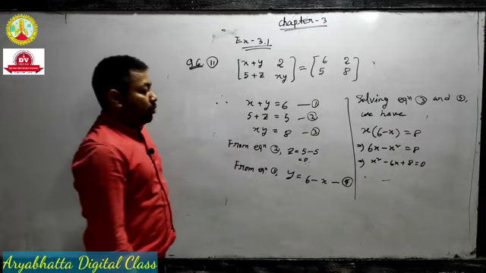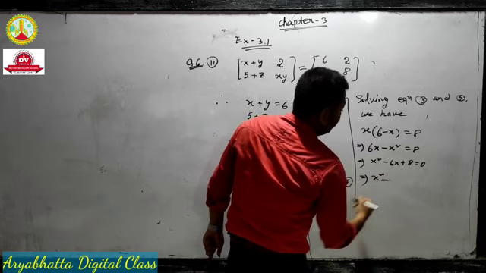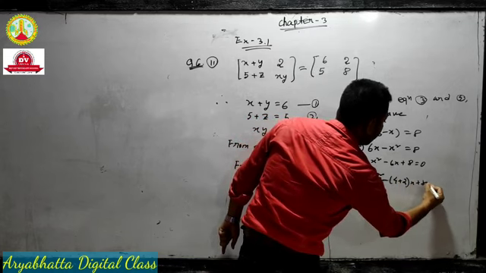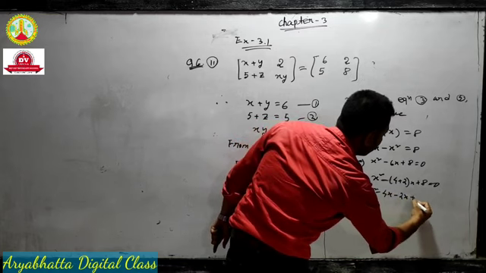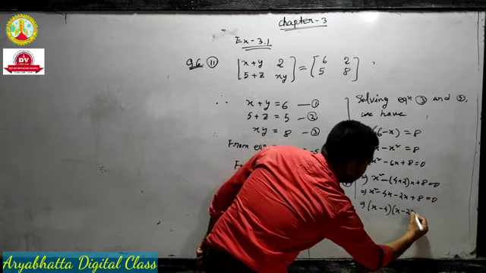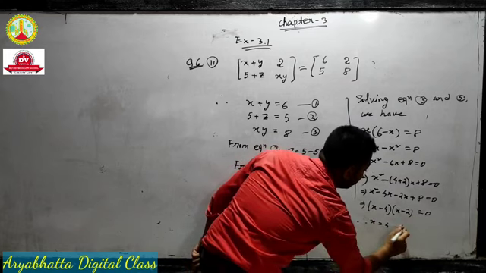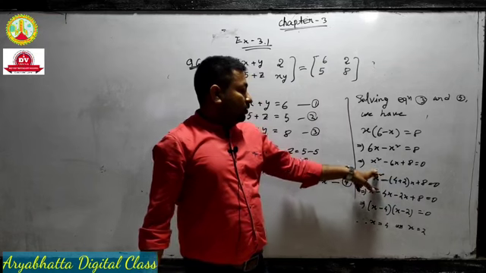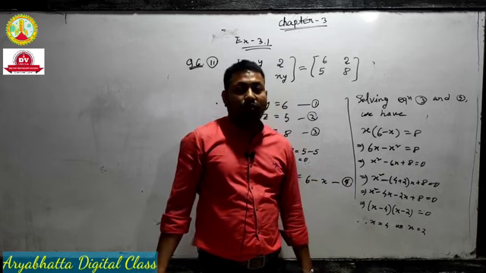Now we find the value of x. Splitting the middle term, x square minus 4x minus 2x plus 8 equal to 0. Then x minus 4 into x minus 2 equal to 0, therefore x equal to 4 or x equal to 2. After solving by factorization, x equal to 4 and x equal to 2.